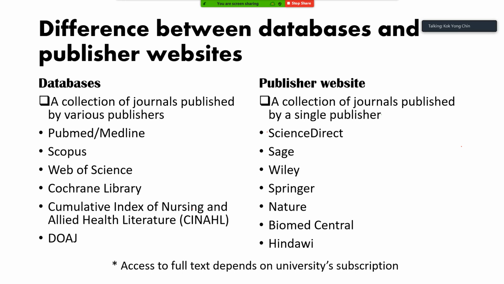So some of the major publishers in health sciences and medical sciences are Science Direct, Sage, Wiley, Springer Nature, BioMed Central, Hindawi, and MDPI, and things like that. These are publishers. So for the students, I ask you, if you want to search a topic, would you prefer to use databases or publisher websites? This question is open to students.